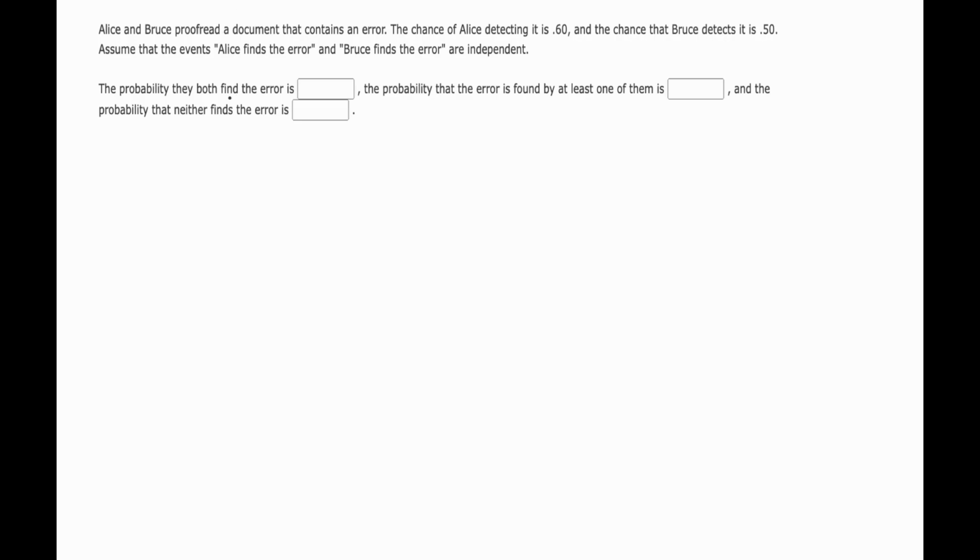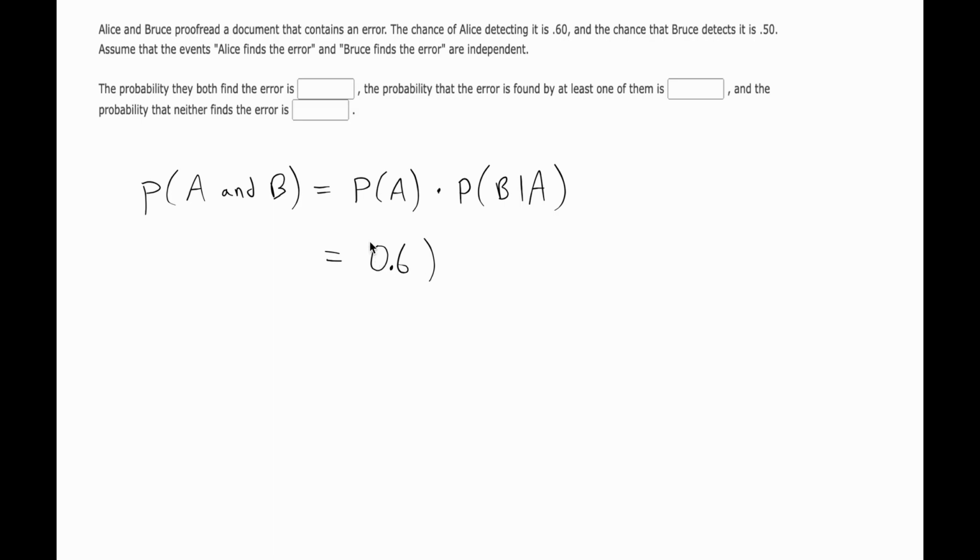So since they're using the word both here, they're talking about an and probability. The probability of Alice finding it and Bruce finding it. The formula for A and B would be the probability of A times the probability of B given A. And so that's going to be the probability of Alice finding it, 0.6, times the probability that Bruce finds it, given that Alice finds it. But A and B are independent events.